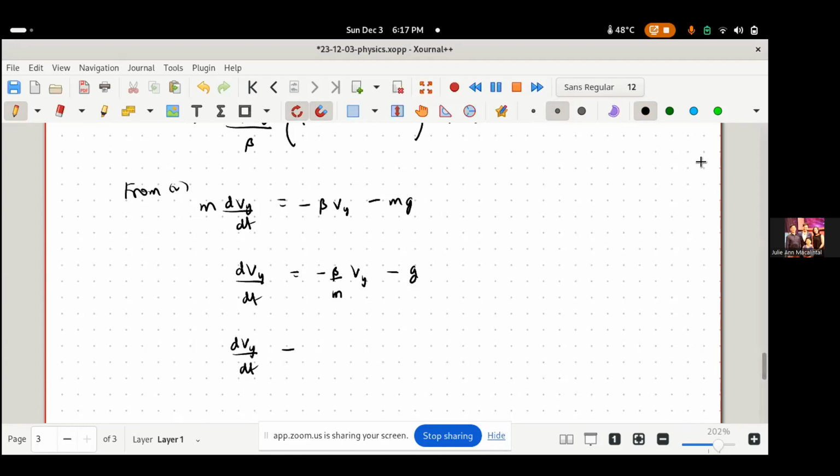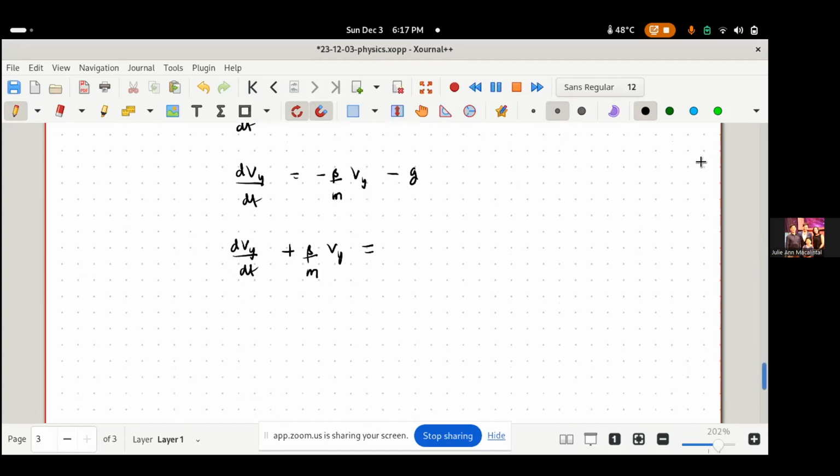What about when it's non-integrable? Theoretically, for this type of equation, the general form is dx/dt plus p of t times x equals q of t. We can actually solve a differential equation of this form.